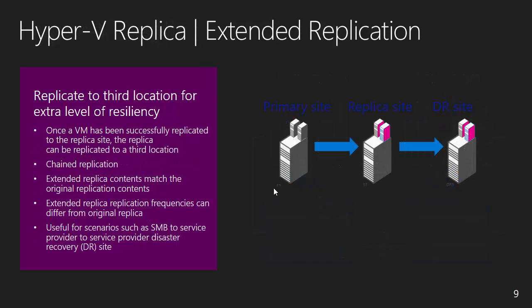Now, an enhancement that was made in Server 2012 R2 was the ability to use extended replication. With extended replication, what you can see here is that we've got the primary site, the replica site, but we've also added the disaster recovery site. The primary and the replica site might both be inside of our network. The disaster recovery site could actually be a hosting provider that we work with, where we say, look, we want to replicate our virtual machines into your environment.